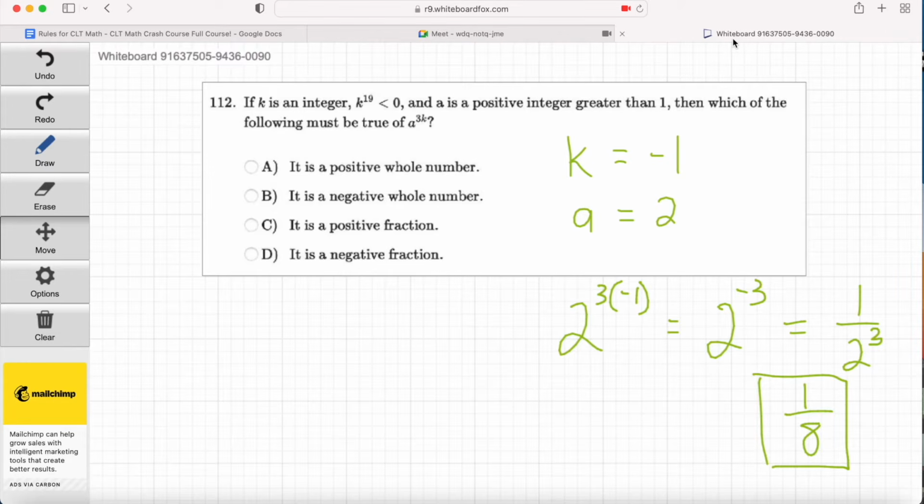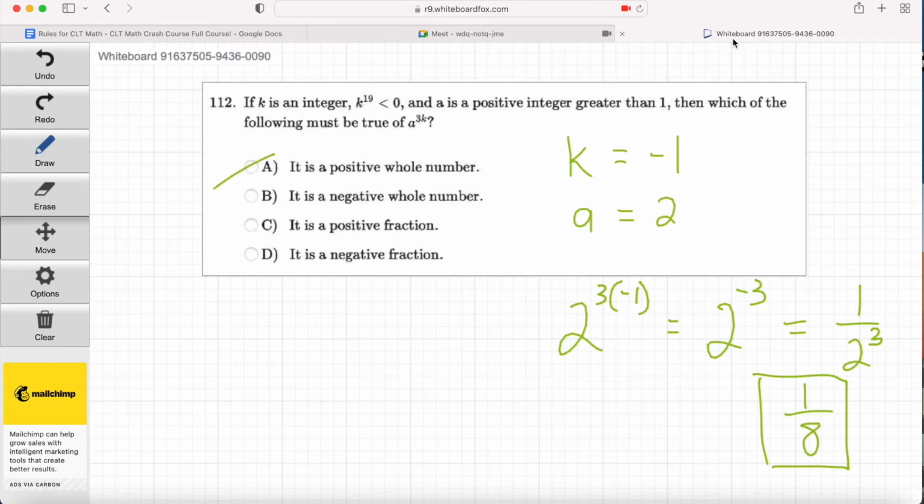Okay. Well, let's test the answer choices now. Go and read answer choice A for me, please. It is a positive whole number. All right. Does that have to be true for a to the power of 3k? No, it does not. Clearly, it's not the case here. So it doesn't have to be true. It's possible when you're plugging in values like this, you might get multiple true statements. I don't think that's going to happen here. But if it's not true, it doesn't have to be true. So we can definitely get rid of it. Answer choice A is gone.